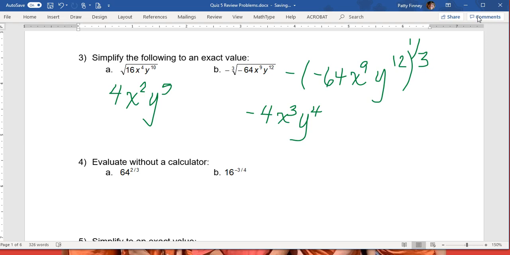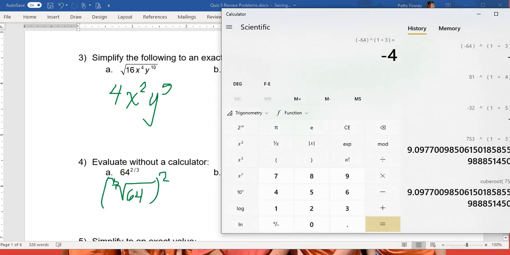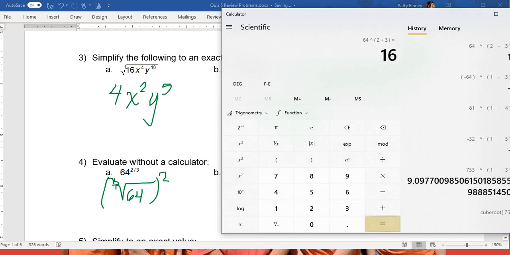Down here it says to evaluate without a calculator. Again, now you could do it without a calculator, it just means the cubed root of 64 squared. Or you could type it in the calculator. So I've got 64 to the 2/3. And I got 16.